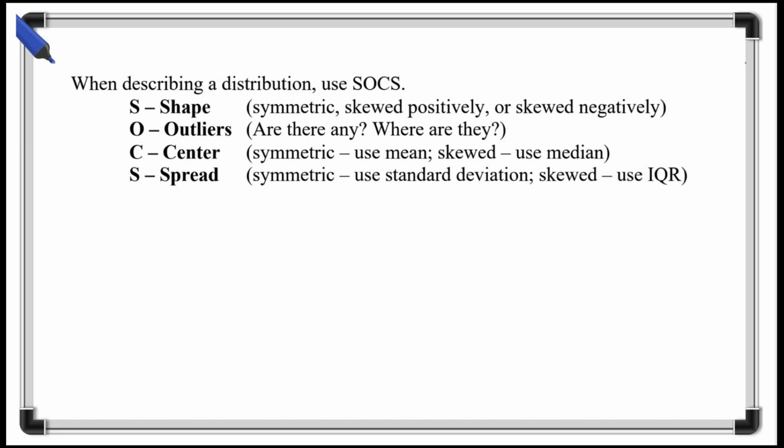When you're looking at center and spread, you also have to remember back to the shape of the distribution. So if the shape was symmetric, you're going to use the mean and the standard deviation to talk about center and spread. And if the distribution was skewed, you're going to use the median and the IQR. Now remember that the IQR was the Q3 value minus the Q1 value.